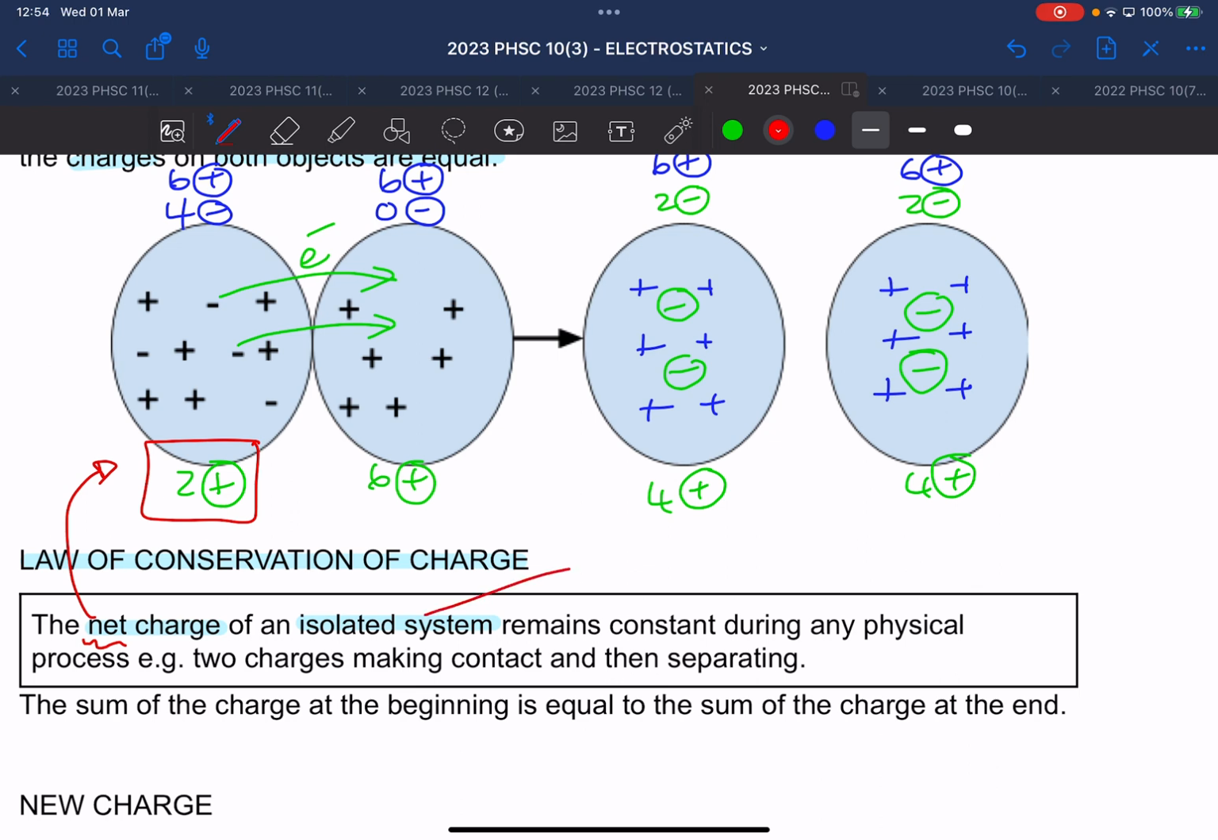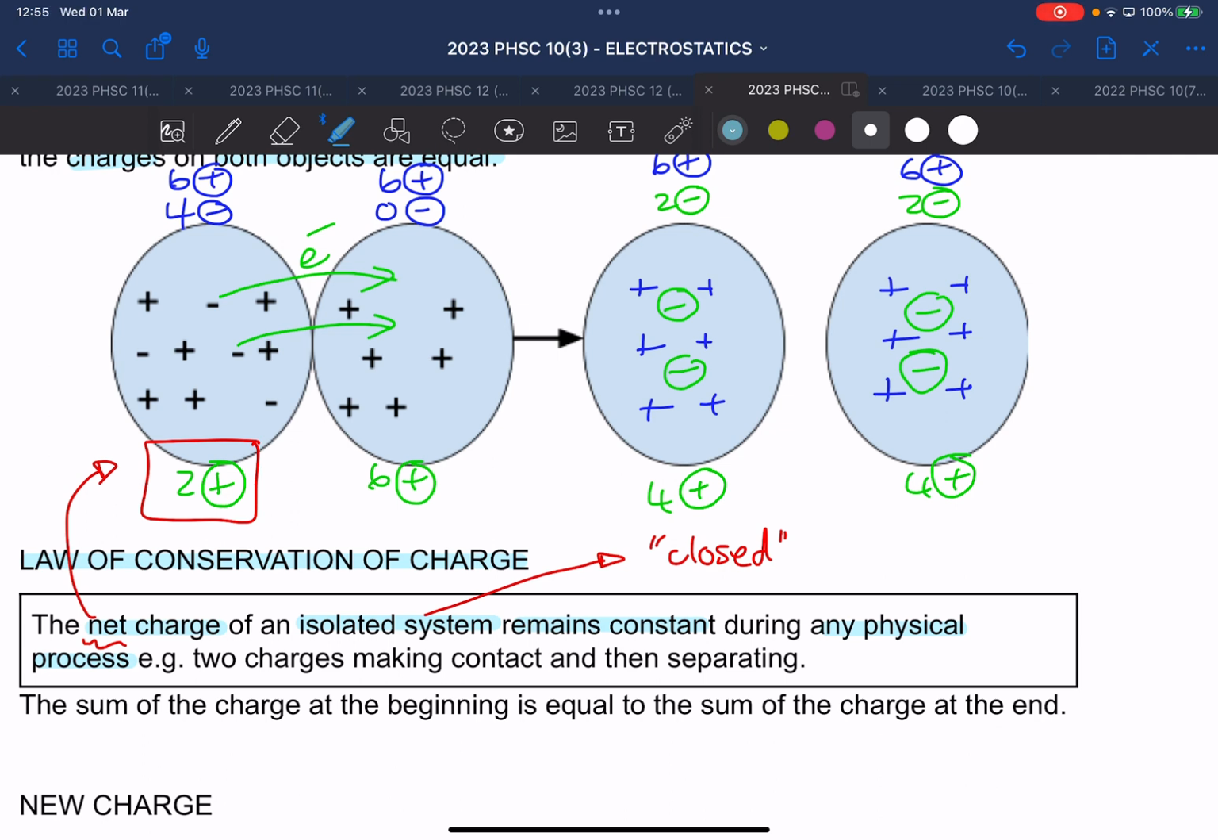What is an isolated system? When I moved Kumo, I wanted to isolate him from Bukamuso. Keep them away, keep it closed. So an isolated system is a system that has no impact from outside. In your head you can think of a closed system. So what remains constant? The net charge remains constant during any physical processes.